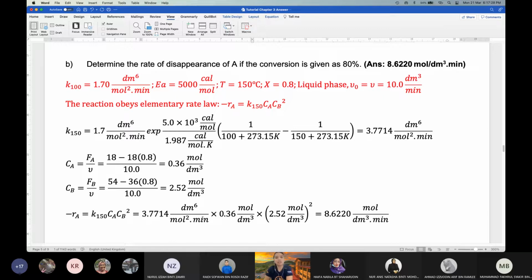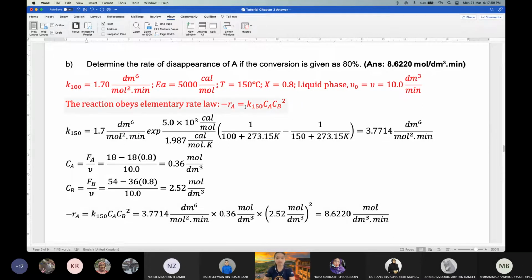Part B yang kita nak fokus sikit. Okay, part B dia kata, determine the rate of disappearance of A if the conversion is given as 80%. So dia nak kita cari apa? Rate of disappearance of A, minus RA. Okay, so dia nak kita cari minus RA and dia beritahu kita, they tell us the X is now 80%. X 0.8. So kalau nak cari minus RA, direct lah kan sebab rate law kita memang kita nak cari terus minus RA. So kamu derive dulu rate law dia.